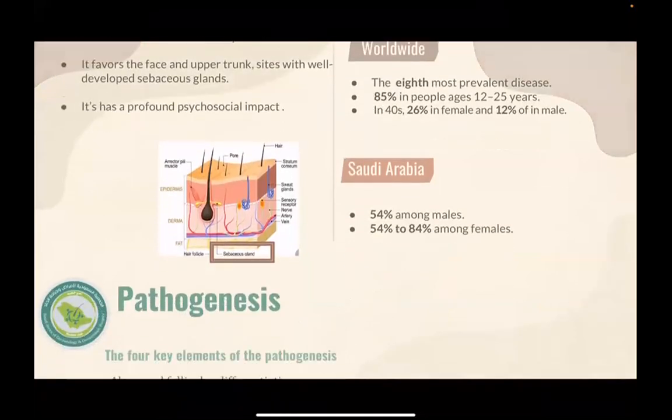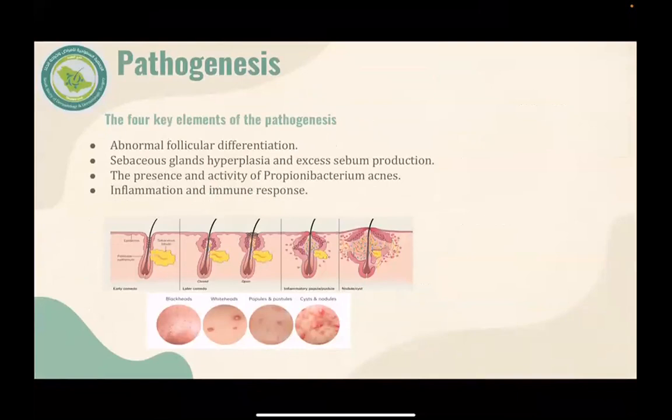Let's move to the next objective, the pathogenesis of acne vulgaris. There are 4 key elements of the pathogenesis. The first one, abnormal hair follicle differentiation.